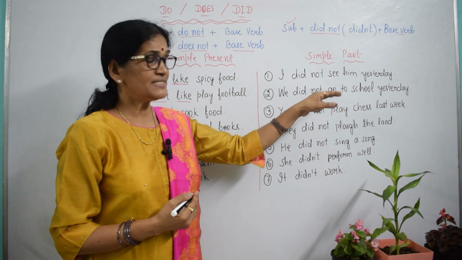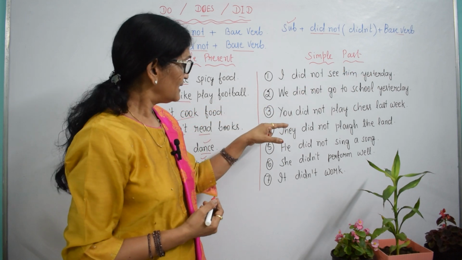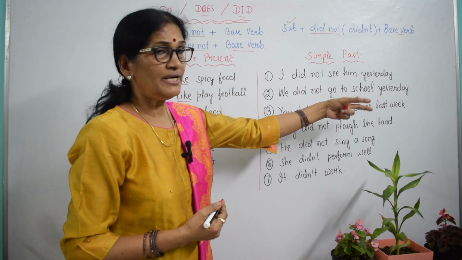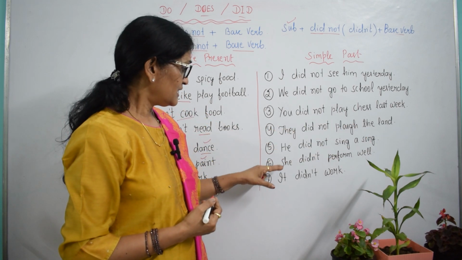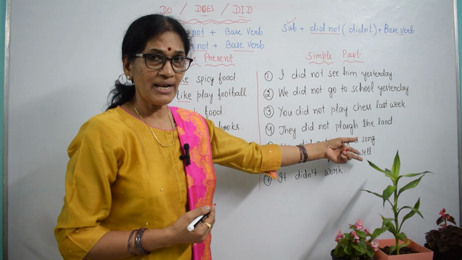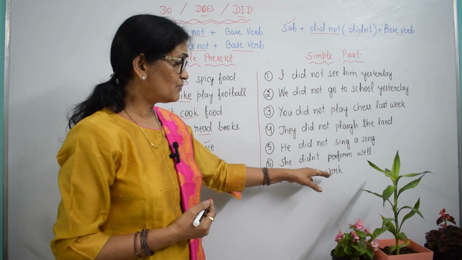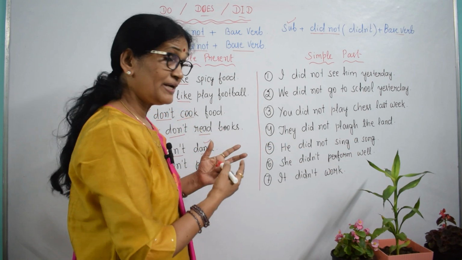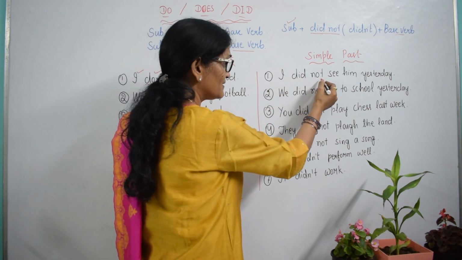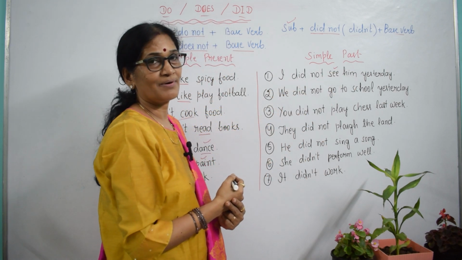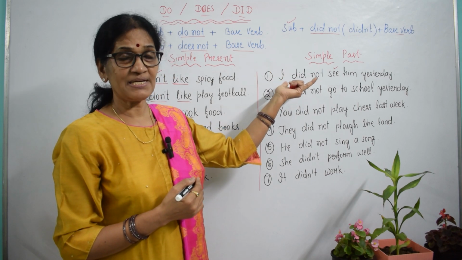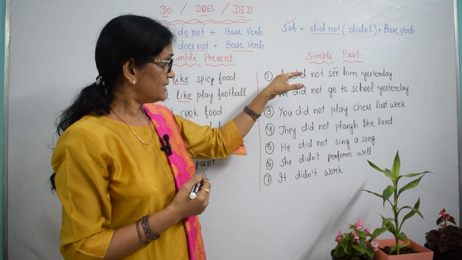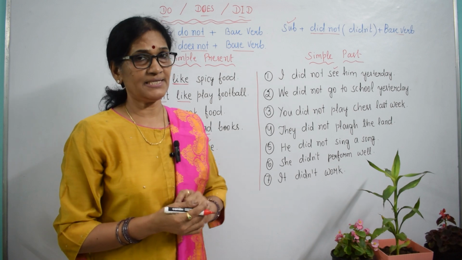You did not play chess last week. They did not plow the land. He did not sing a song. She did not perform well. It didn't work. What do you get? Did not plus base form of a verb. Did is used in past tense, simple past. Did not, simple past, negative sentences.